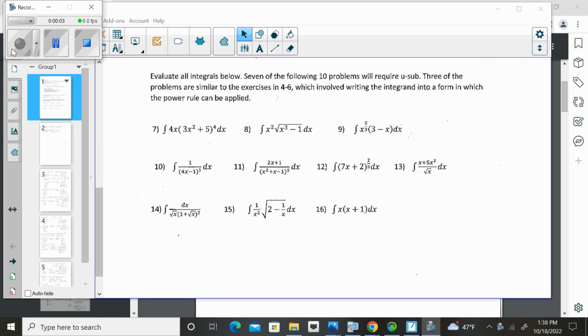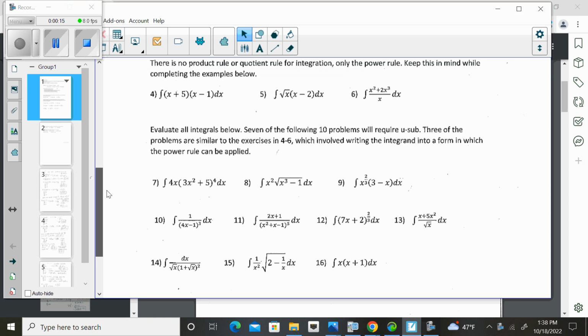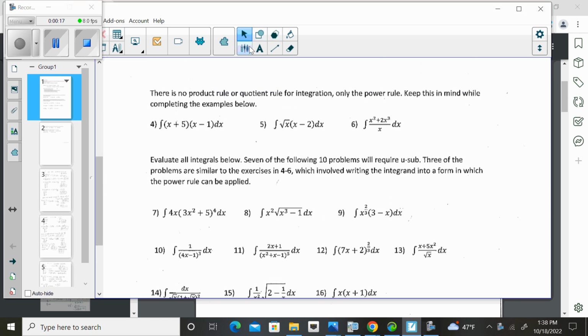So for a little help on evaluating integrals, that's the purpose of this video. Now I'm going to do a couple problems out of this section, 7 through 16. However, if we look back here, we have to remember there is no product rule, no quotient rule for integration, okay? Only the power rule.